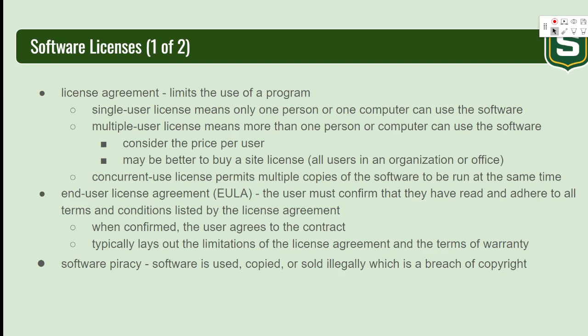When you download software, you typically have to agree to a license. You have a license agreement. It's kind of like your terms of use. The license agreement limits how you are able to use that program. You can have a single user license. That means only one person or one computer is allowed to install and use that software.